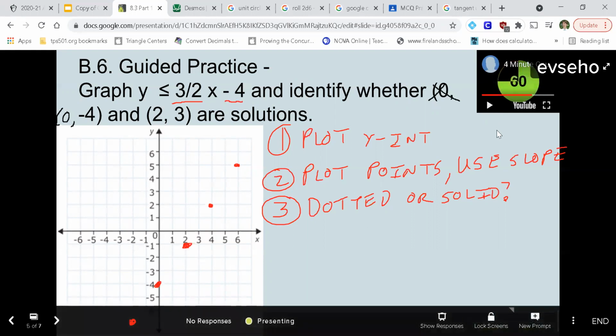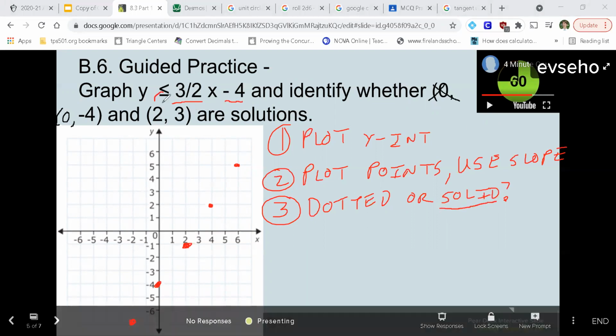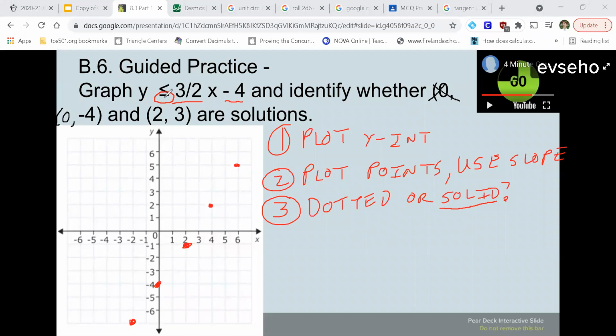All right. What do we think? Why is it a solid line? Because the line underneath the inequality symbol tells us "or equal to," which means points on the line, where the left and the right side are equal, are solutions. So we want to connect this with a solid line.